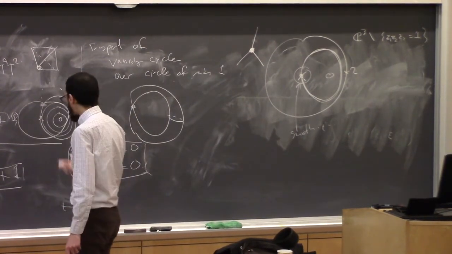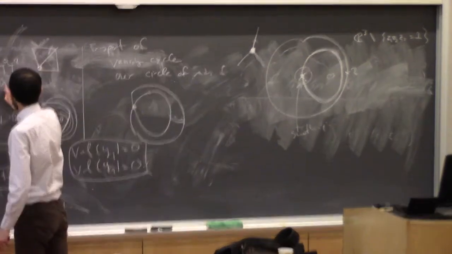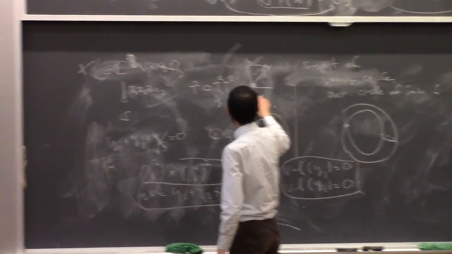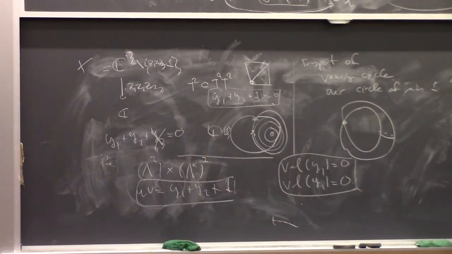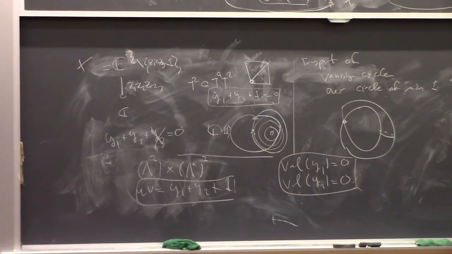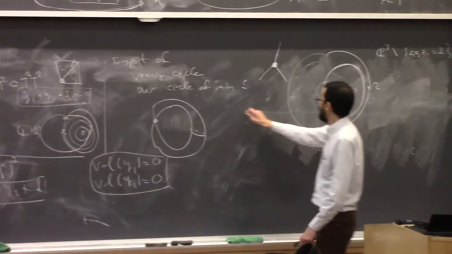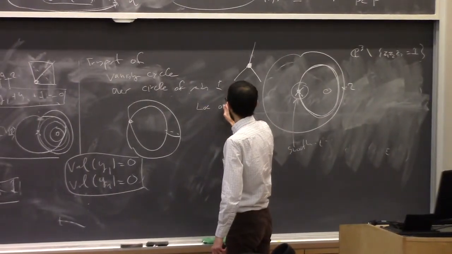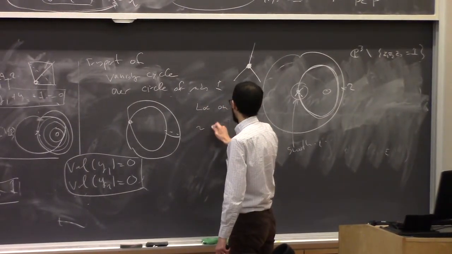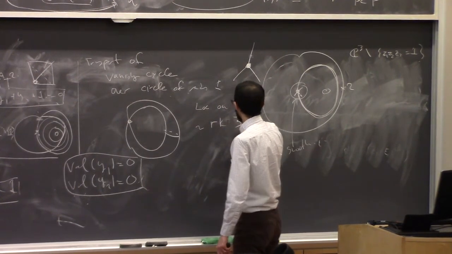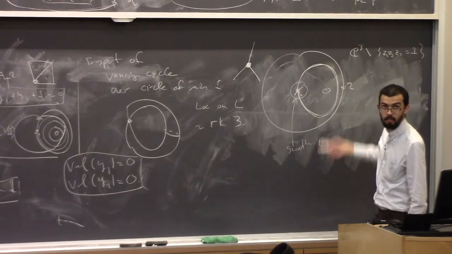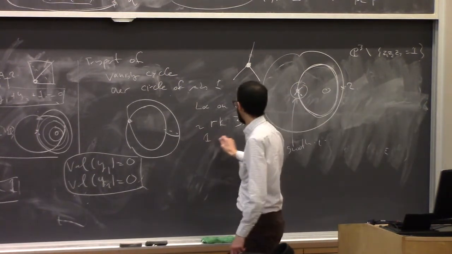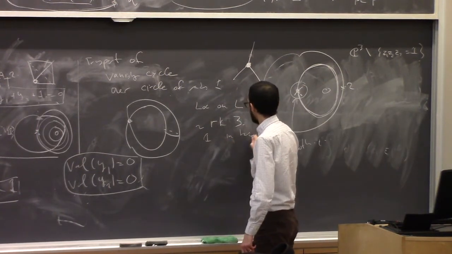Now you could ask, how do I see this equation, y1 plus y2 plus 1 equals 0? Well, you see this equation because if you think about the local systems on this Lagrangian, it's rank 3. So there are 3 parameters. But there is 1 parameter in the base and 2 parameters in the fiber. One in the base, two in the fiber.